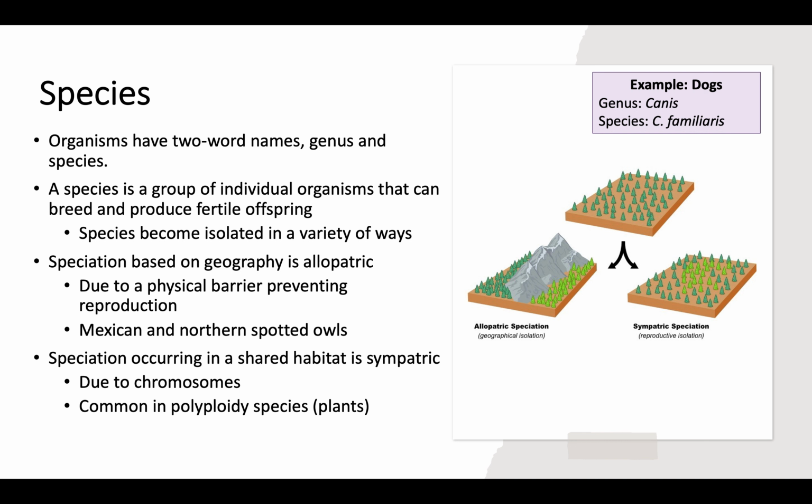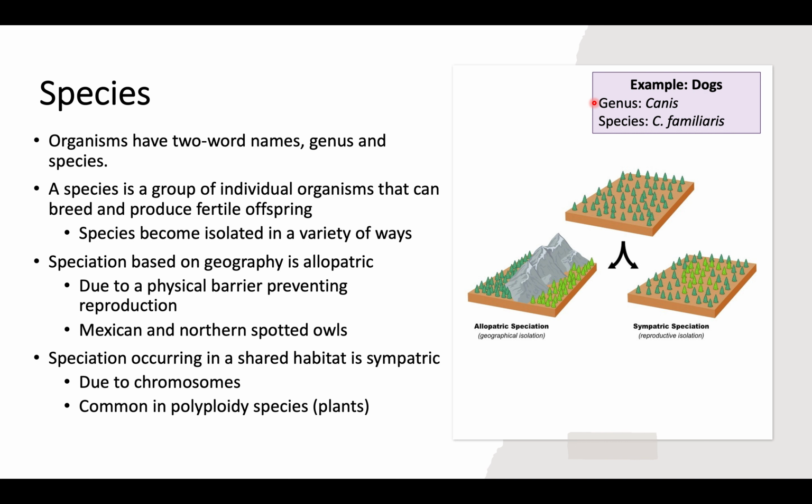So I have an example of that here in this purple box. I have dogs, and their genus would be Canis, and their species would be C. familiaris. So if you ever look up the genus and species of a dog, Canis familiaris is what they're called in their scientific name. A species is a group of individual organisms that can breed and produce fertile offspring.